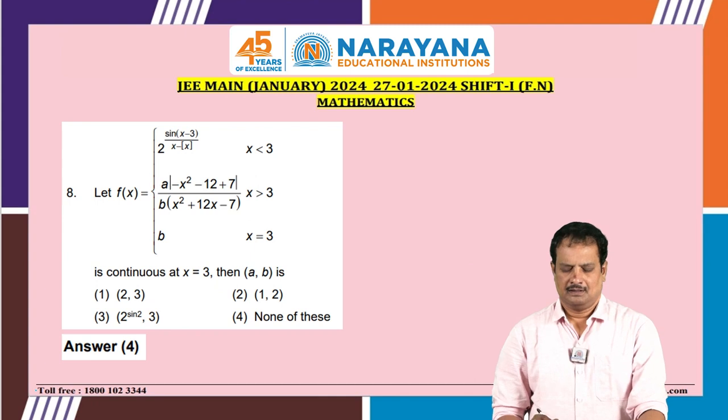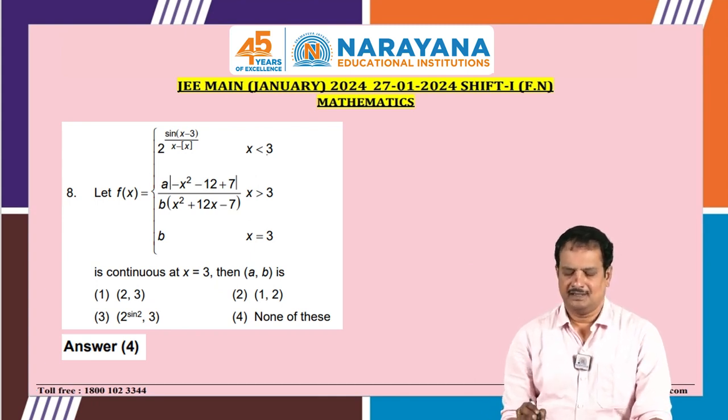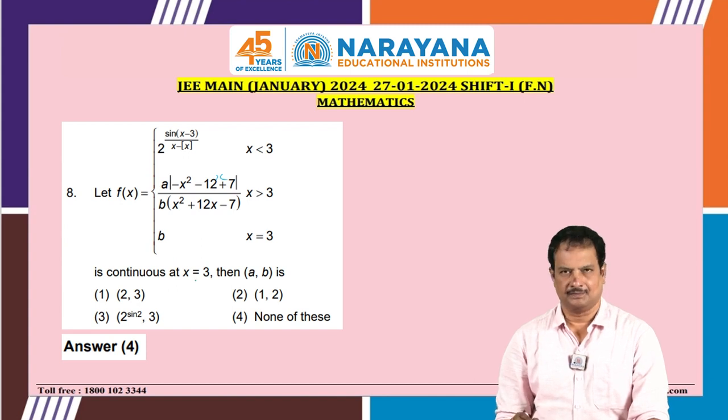This is a piecewise function that was given. Here, when x is less than 3, f of x is having some function. Similarly, when x is more than 3, we have a into modulus of (minus x square minus 12x plus 7) divided by b into (x square plus 12x minus 7). Similarly, at x equal to 3, the value of the function is b. So it is continuous at x equal to 3.